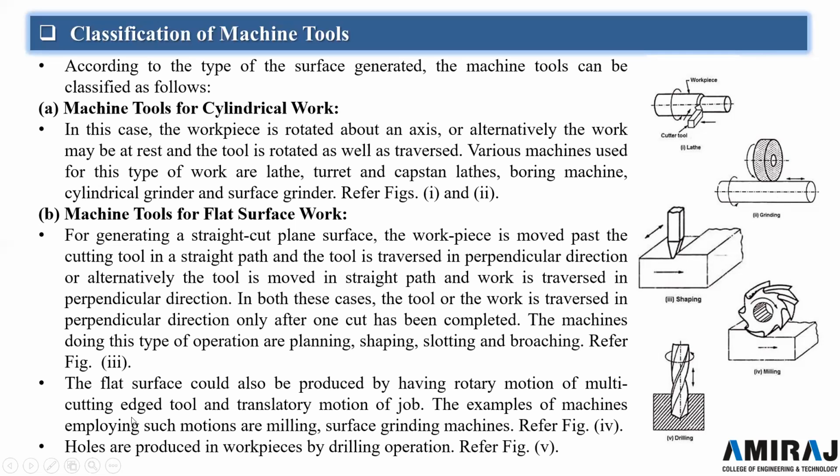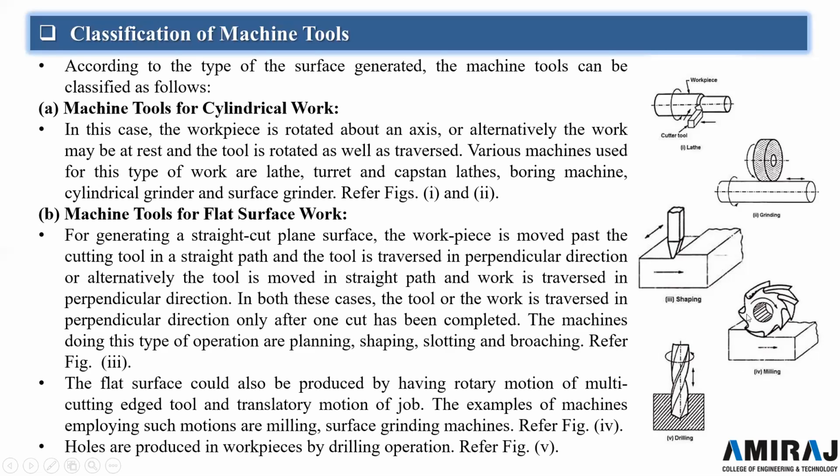And flat surfaces could also be produced by having rotary motion of a multi-cutting edge tool and translatory motion of the job. Examples of machines employed are milling and surface grinder. So in a milling machine also, the flat surface can be produced. Here you can see that flat surfaces are also produced using a milling cutter.